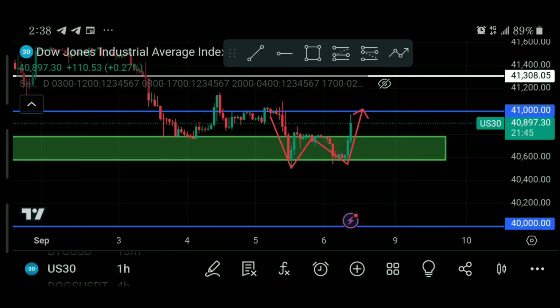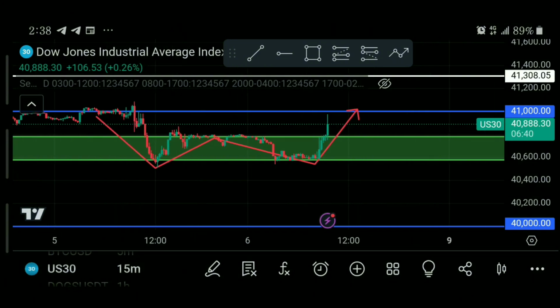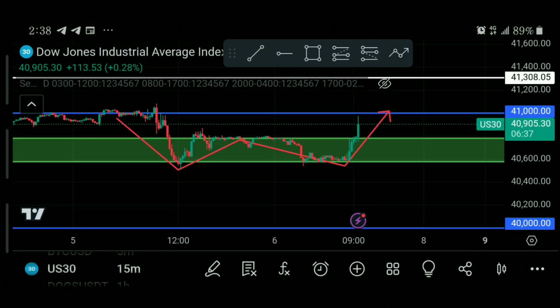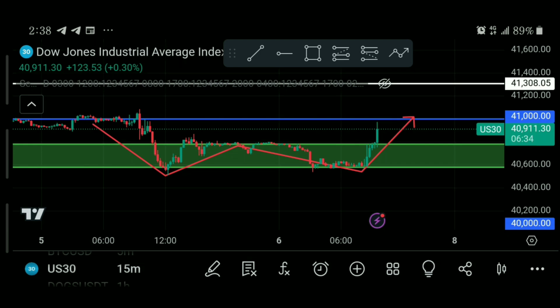So the next thing you should do now is look for your confirmation. Like, what's the chart saying? The candlesticks, the chart patterns. What are you seeing around there? You can see the market is already rejecting. It went there and is rejecting.